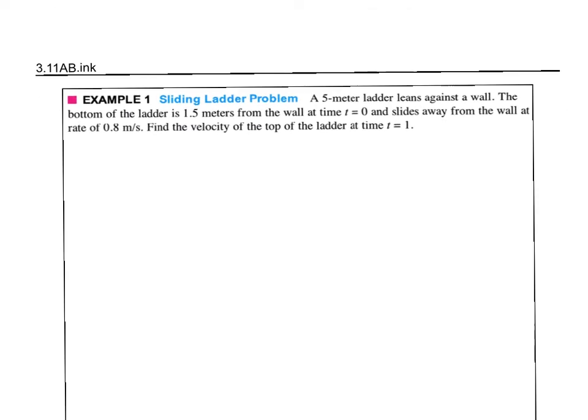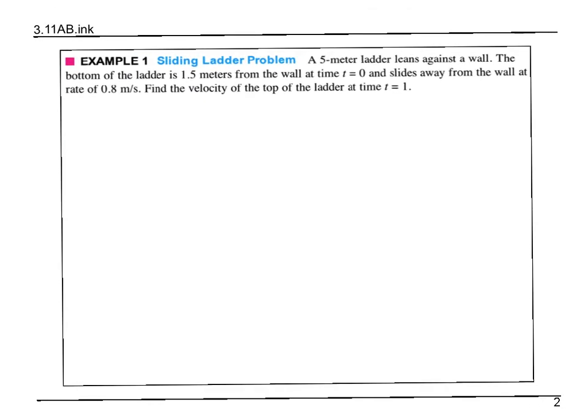So our first example, pretty common, is a sliding ladder problem. A 5-meter ladder leans against a wall. The bottom of the ladder is 1.5 meters from the wall at time t equals 0 and slides away from the wall at a rate of 0.8 meters per second. Find the velocity of the top of the ladder at time t equals 1. So with velocity, we've spoken about this, direction is important.